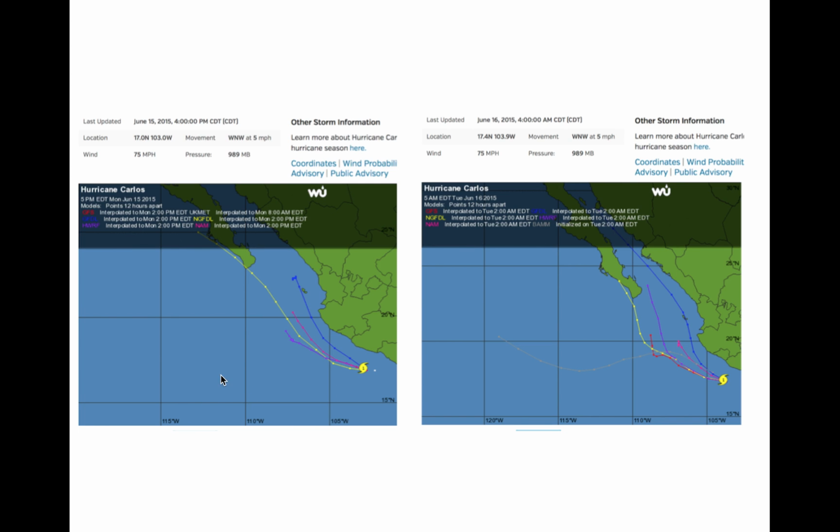The first picture was updated on June the 15th, 2015 at 4 p.m. The different colored lines right here are the results of different computer models. And the name of the hurricane is Hurricane Carlos. The blue line predicts that Carlos is going towards the coast, whereas the other ones predict that it's going to go towards the ocean.